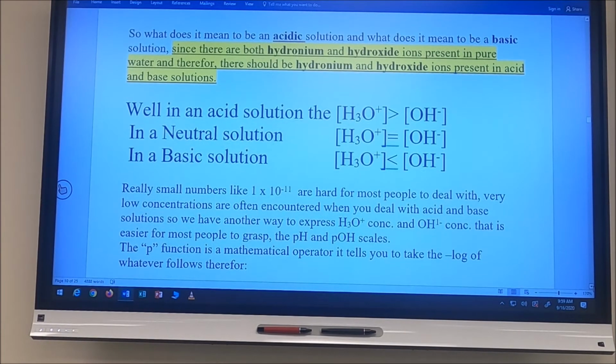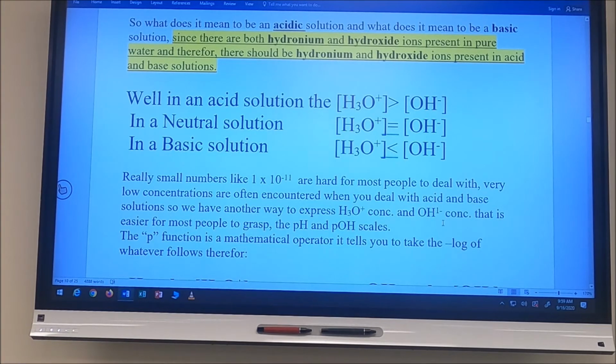Now, since we have both hydronium ions and hydroxide ions in solutions of acids and bases, we need to now define what we mean by something being an acidic solution and something being a basic solution. Okay? We say a solution is acidic when the hydronium ion concentration is greater than hydroxide ion concentration. We consider a solution to be neutral when hydronium ion concentrations equal hydroxide ion concentrations, and a solution is basic if the hydronium ion concentration is less than the concentration of the hydroxide ions.